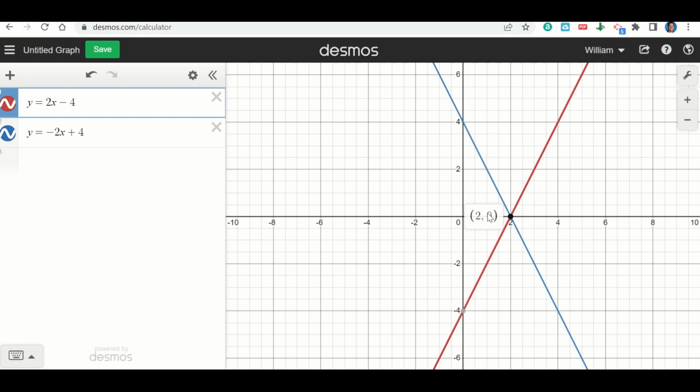So this would be the solution to my system of equations. And I can do this by inputting any two equations and then going to the point of intersection and clicking on it. It will tell me what the coordinate of that is, with the x coordinate first and the y coordinate second. So this is how you can check your work using Desmos when dealing with systems of linear equations.